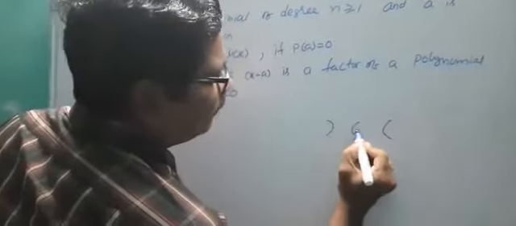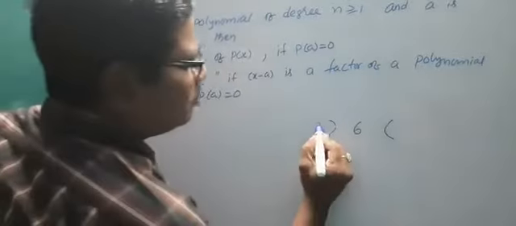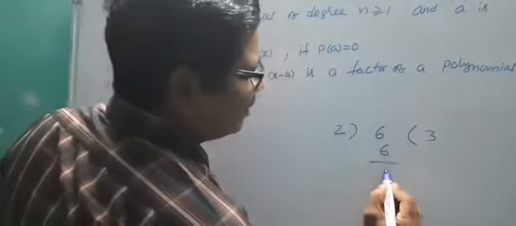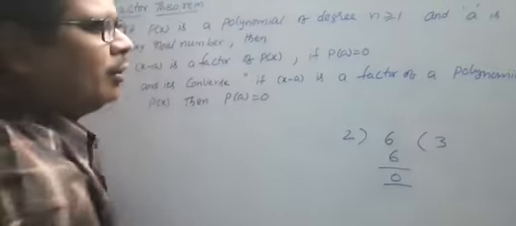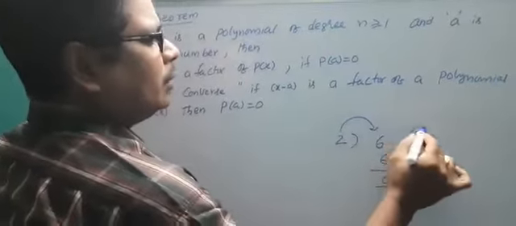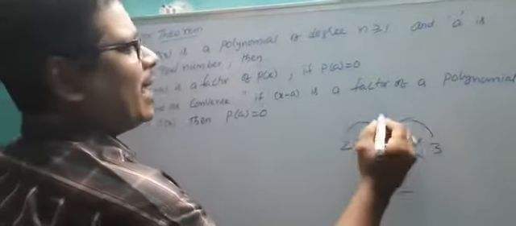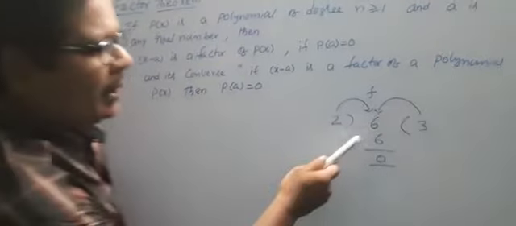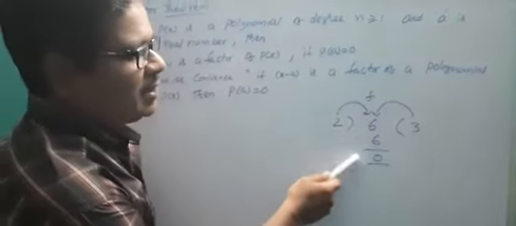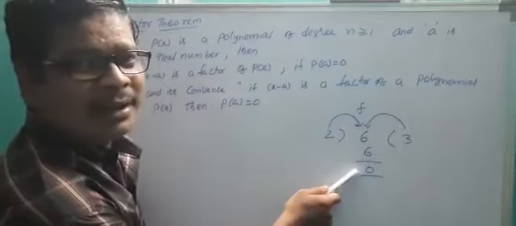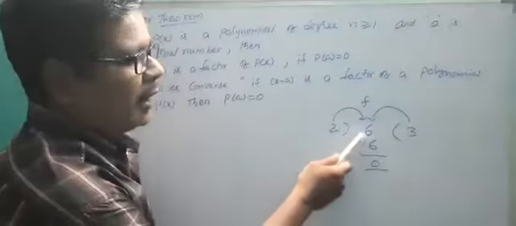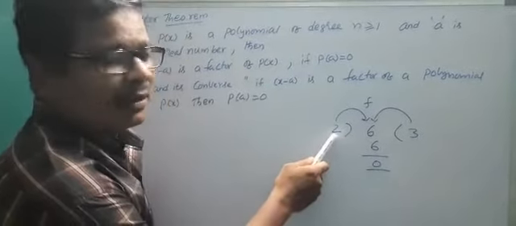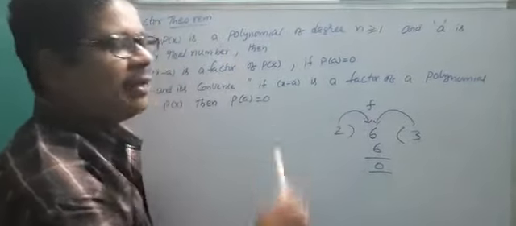For example, 6 is divisible by 2. 2 threes are 6. What is the remainder here? 0. Now these 2 and 3 are factors of 6. 2 and 3 are factors of 6. So when one number is exactly divisible by another, here exactly means remainder 0, then that other number is a factor of the first number.